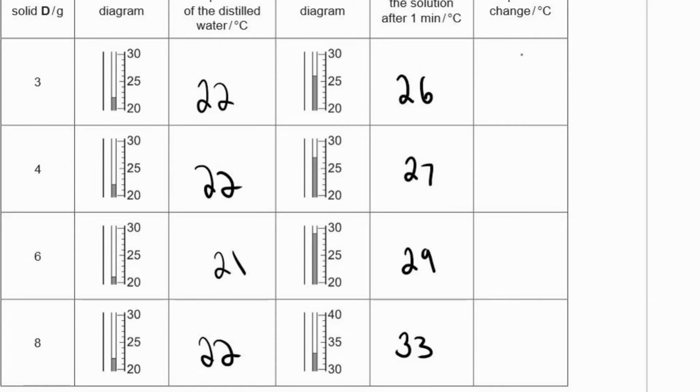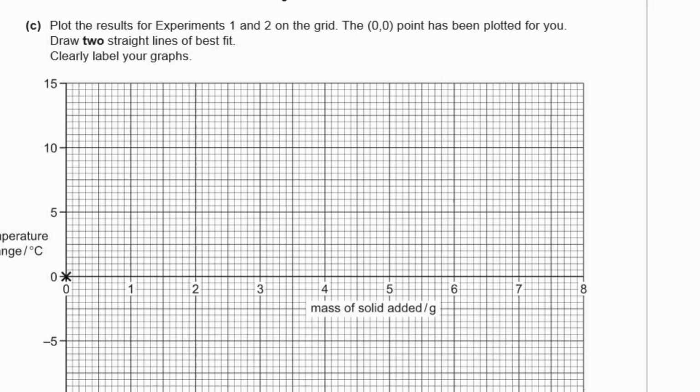26 minus 22, that's plus 4. Remember, it says to put in a plus there. Don't just assume they know it's positive. They'll take the mark off because I've told you to put it in. 27 minus 22, that's plus 5. 29 minus 21, that's plus 8. And 33 minus 22, that's plus 11. There we go. That's that part of the question.